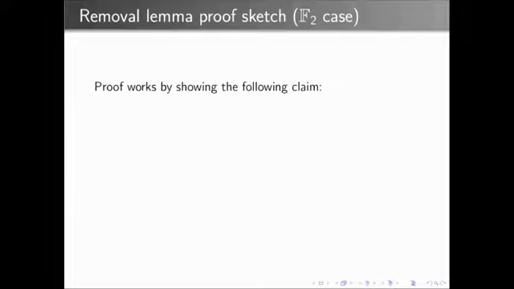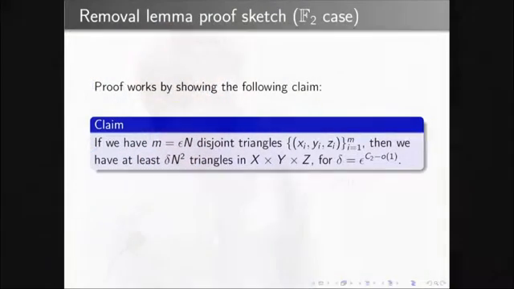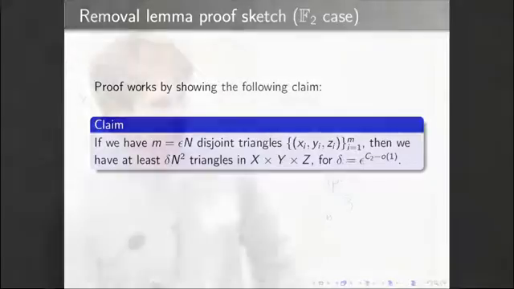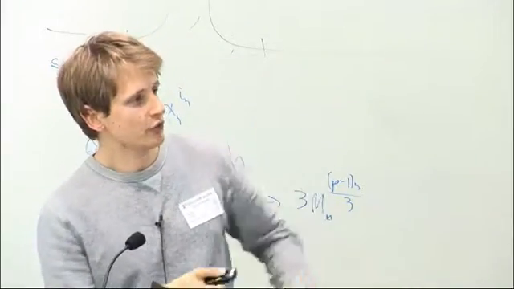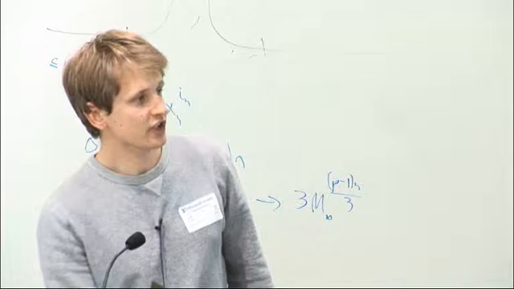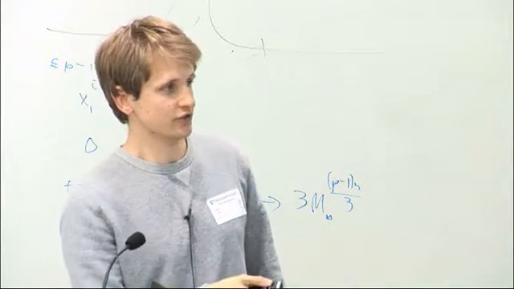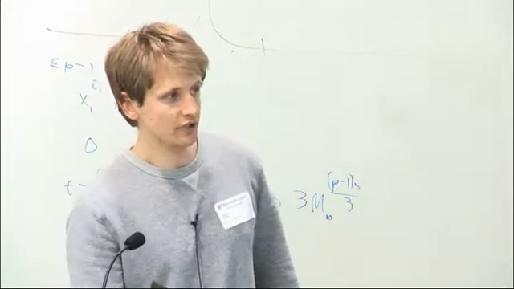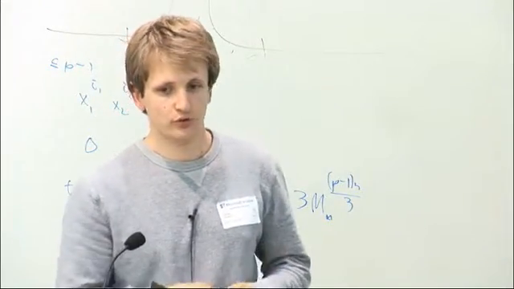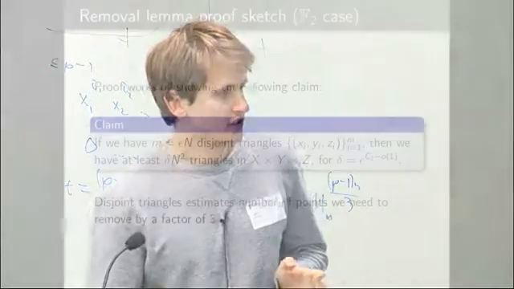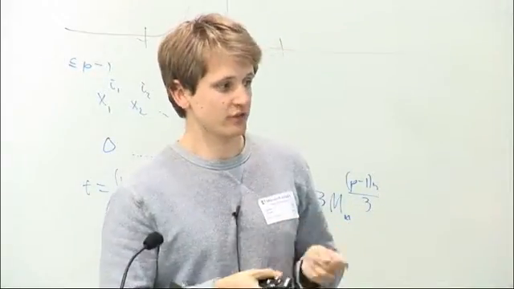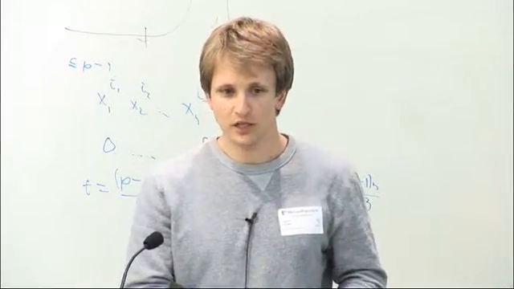And now for the proof, we show the following claim. Suppose we take epsilon n disjoint triangles, and we take the union of the x i's for x, y i's for y, z i's for z. Then just among those sets, we must have at least delta n squared triangles. So why does this prove the theorem? Basically, the number of disjoint triangles we can take in a triple x, y, z estimates the number of points we need to remove, up to a factor of 3.